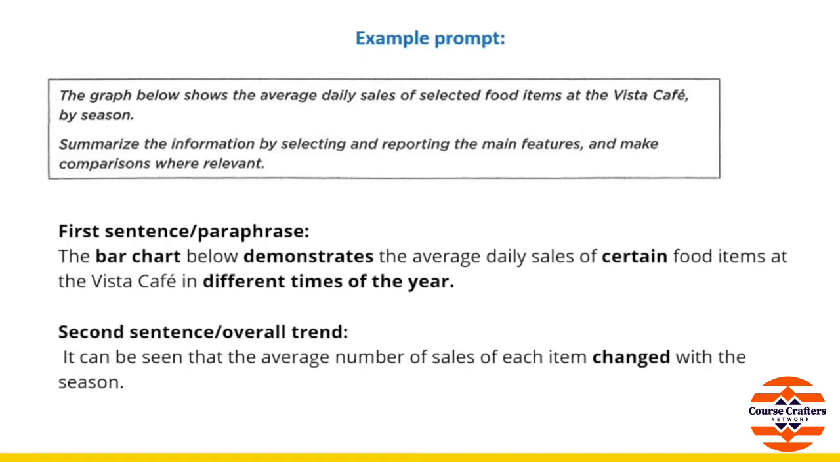It doesn't have to be full words just like I wrote down in here, but it can be only 2 or 3 words as long as you're not copying exactly the same words from the prompt. Second sentence, you see, it shows the overall trend. It can be seen that the average number of sales of each item changed with the season. It's not very specific. What I did was just write down changed. It's a very general idea, and the specific details you'll be providing in your body paragraph. So these 2 sentences are my introduction, and that's exactly what you need to do to save your time during IELTS.